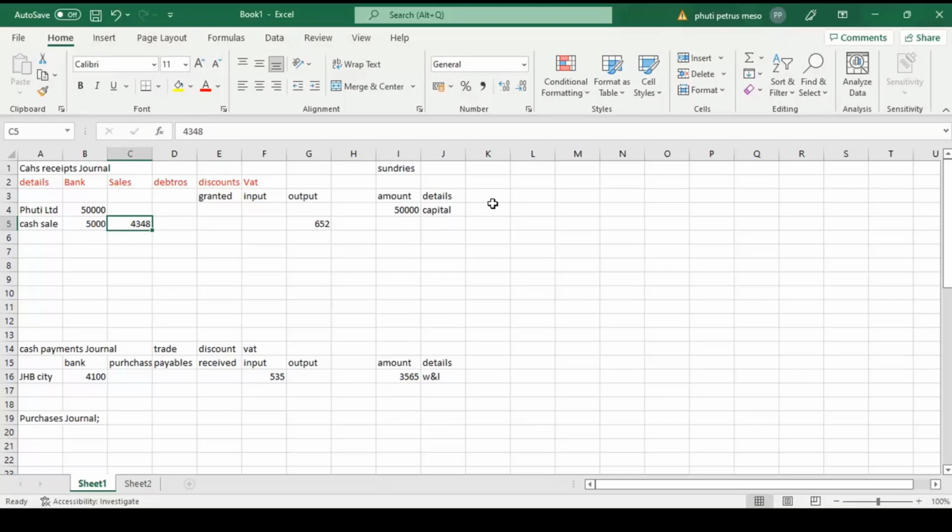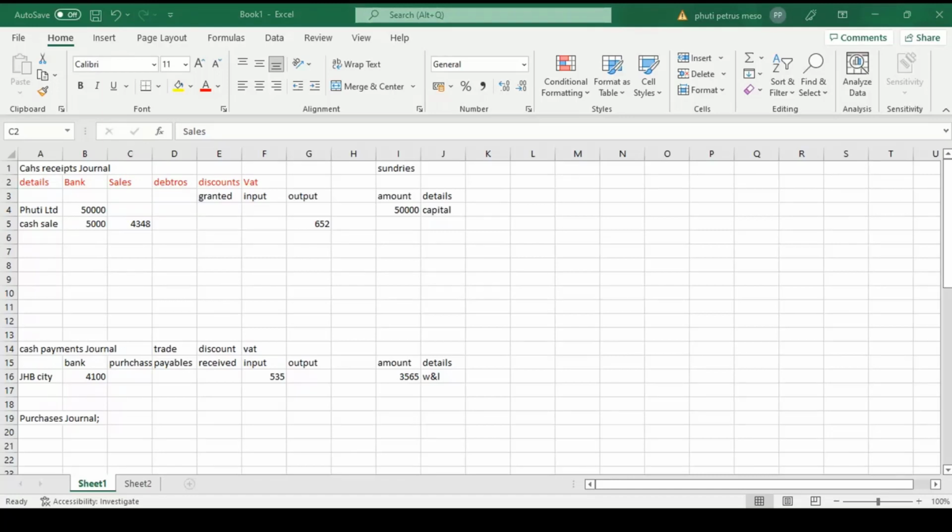Can you see that we've got a cash sale column in here, but we don't have any sundries in here simply because we've got this. Make sense? Yes. All right, thank you very much. Then let me move on to transaction number 4.